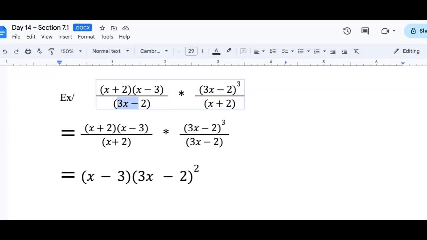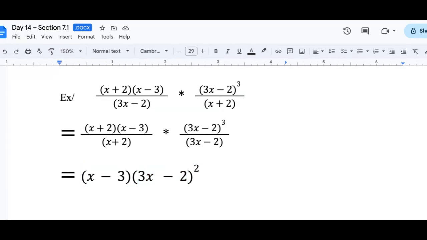Well, 3x minus 2, here we have it in the denominator. Here we have it in the numerator, with exponent 3. So simplify, 3 minus 1 is 2. So this one divided by this one simplifies to be 3x minus 2 squared. So in the end, we get x minus 3 times 3x minus 2 squared.